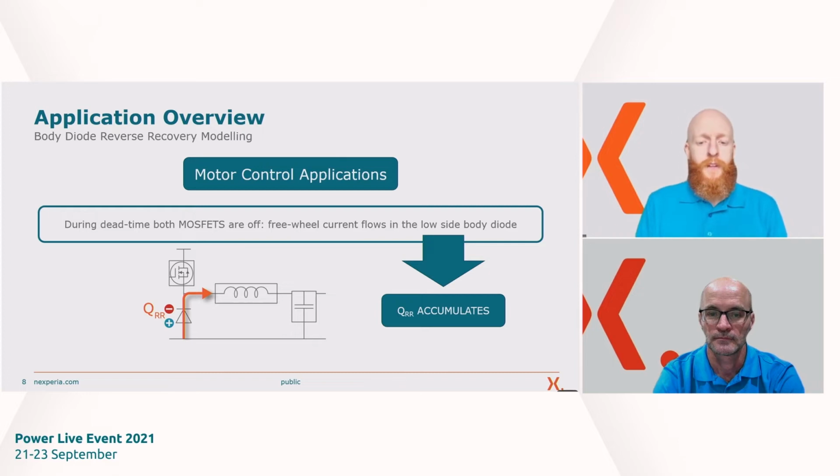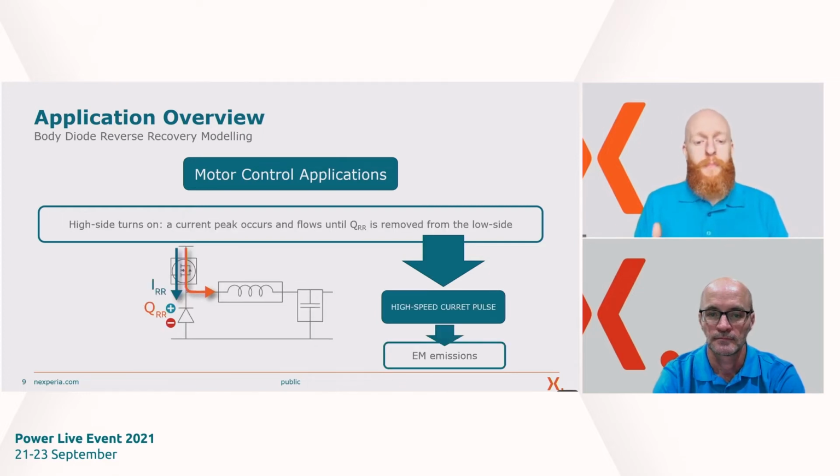Now, what happens is, when we want to switch to the next switching cycle, we need to remove that QRR from the body diode to be able to turn the diode off and then be able to form a blocking voltage across our diode. And this happens very quickly and can cause some high-speed current transients in your switch node, and that then could potentially lead to some electromagnetic interference down the line in your circuit.